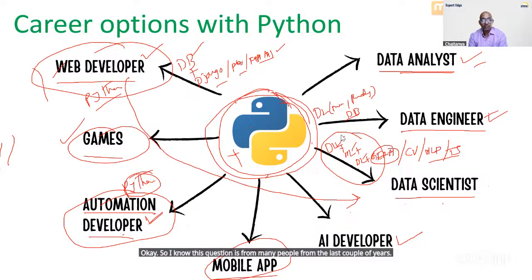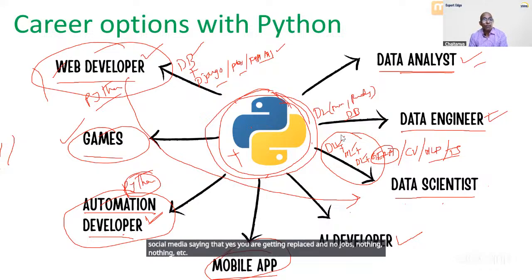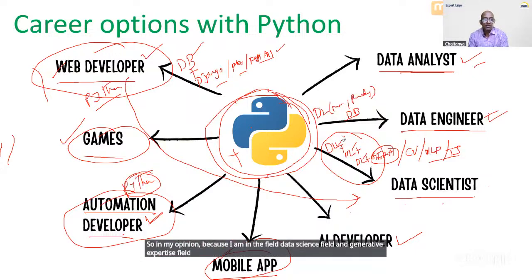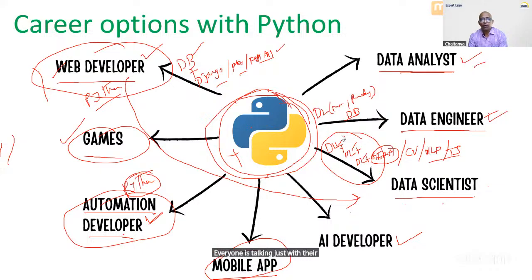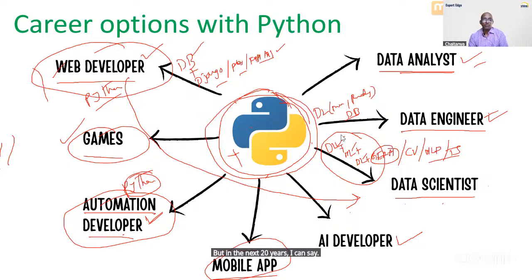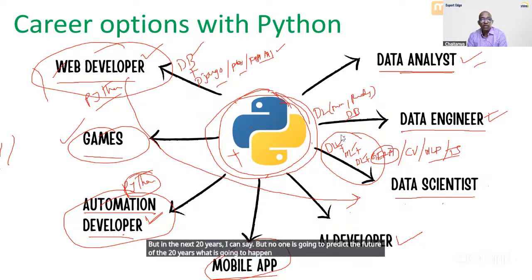So one thing is for sure, guys. I am seeing so many people on social media saying that yes, you are getting replaced, and no jobs, nothing, etc. In my opinion, because I am in the data science field and a generative AI expert in this field, no one can tell that right now. Everyone is talking just with their own opinion in their mind. Okay, AI is going to replace this person, that person, no jobs, nothing. We are all machines, etc. I am not sure about after 20 years what is going to happen, but no one is going to predict the future of the next 20 years. In my point of view, AI definitely can't replace the developers.